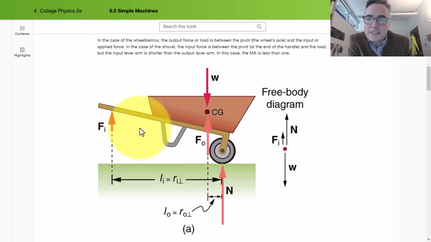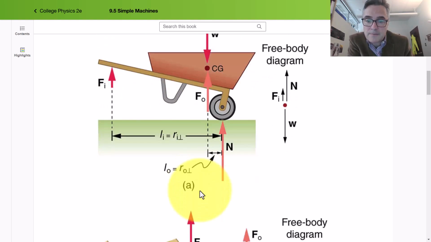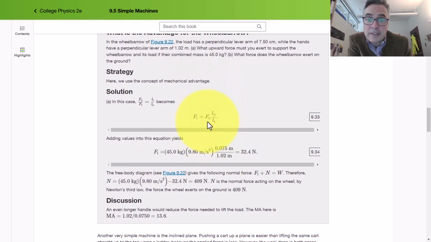But really what's happening is that there's two torques. The input torque, which is rotating the whole thing clockwise around the pivot point, and the weight torque, which is rotating it counterclockwise. And those torques balance, and you can compute the mechanical advantage of the wheelbarrow as being the ratio of these lengths, which is 13.6.